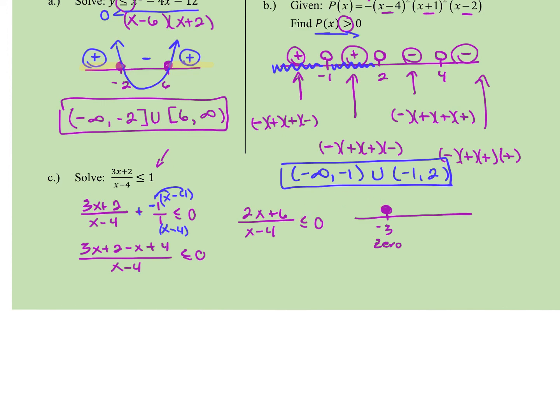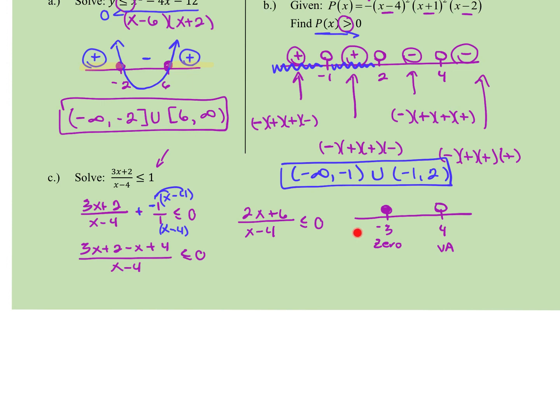Now, the other value that I want to put on here is where the vertical asymptote is. And of course, functions can never, never, never include the vertical asymptote. So when I put that on my number line here as a 4, this is always going to be an open circle no matter what the problem says. So we'll label that as a vertical asymptote. If you do not include the vertical asymptotes, it's definitely going to throw off your problem.